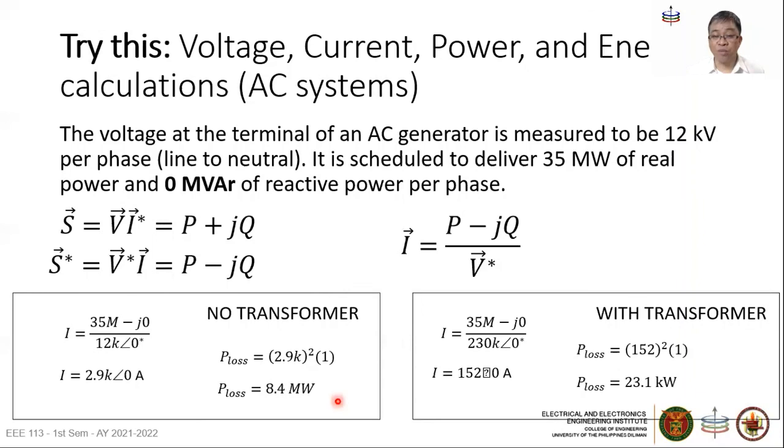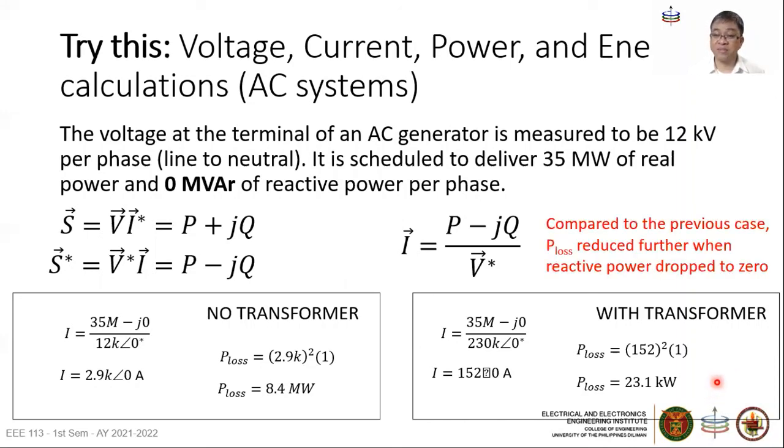If we have a transformer, again, we increase the voltage to 230 kilovolts. So the current is now 35 megawatts minus j0 megavar divided by 230 kilovolts. That results to 152 amperes here. And the losses this time is 152 squared times 1 equal to 23.1 kilowatts. Again, compared to the previous case, the losses were reduced further when the reactive power dropped to 0.